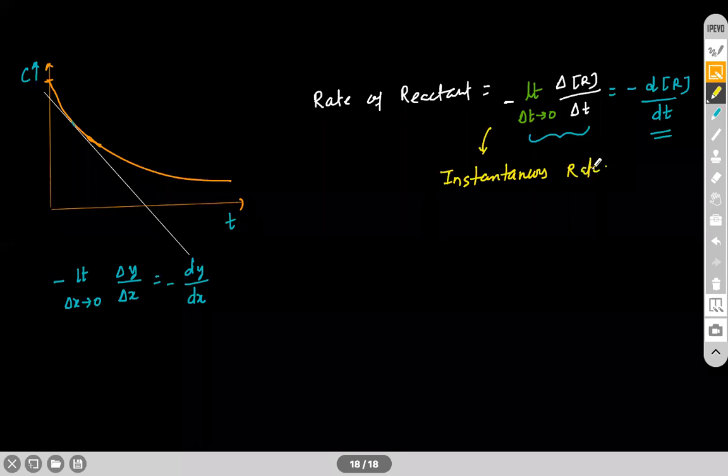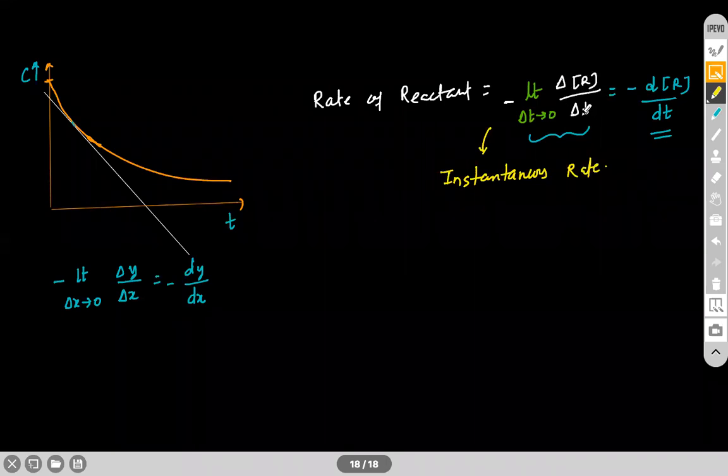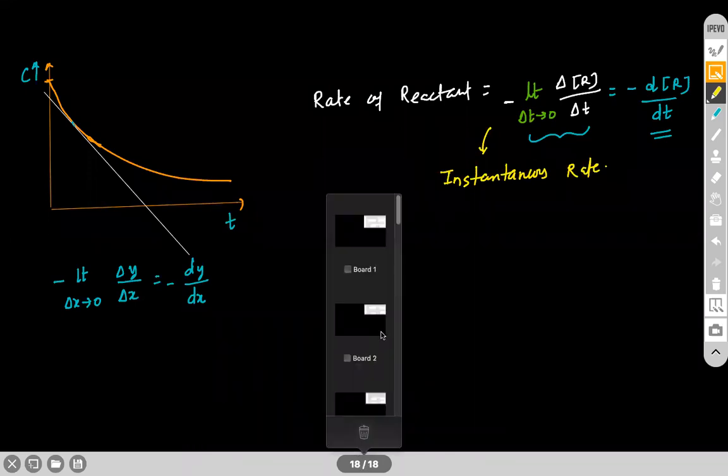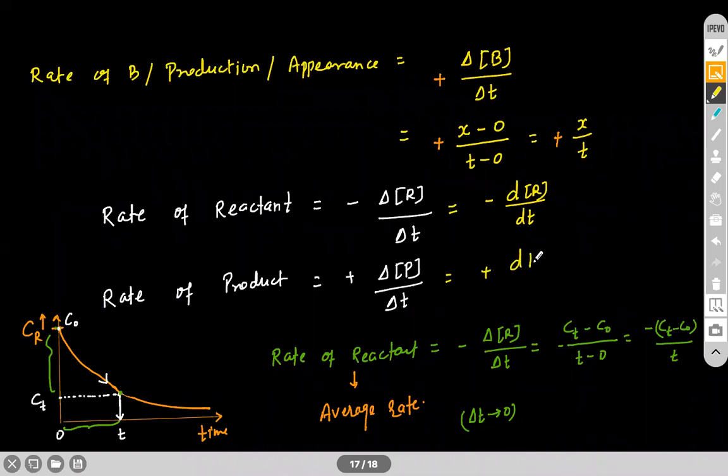Okay. And when you write simply delta r by delta t over a period of time, that is the average rate. Okay. Now the point that you have to understand, if you understood this, fine. Otherwise, you just keep this in mind. That is more than enough. This we can also write as rate of the reactant, minus of d concentration of r by dt. This also we can write plus of d concentration of the product by dt.